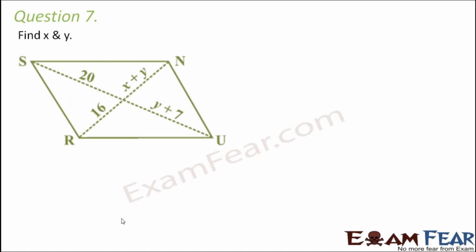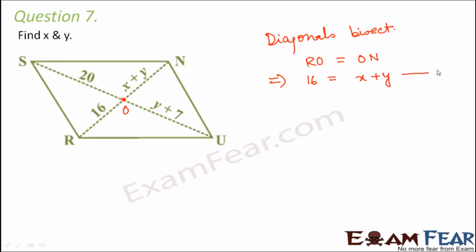Question number 7. Find X and Y. So here we see a parallelogram RUNS and also its diagonals which meet at a point. Let's call this point O. And we know by property that the diagonals of a parallelogram bisect each other. So we will make use of this property to solve this question. Now since we know that diagonals bisect each other, that means RO will be equal to ON, that is 16 will be equal to X plus Y. This is one equation that we get.